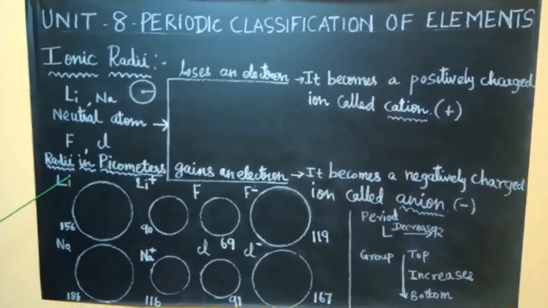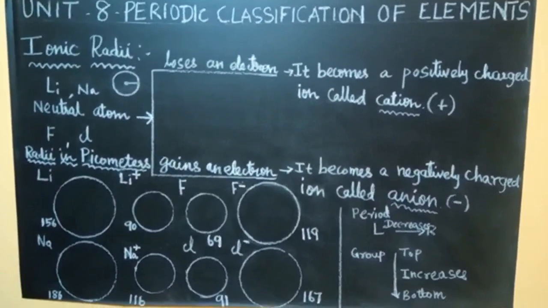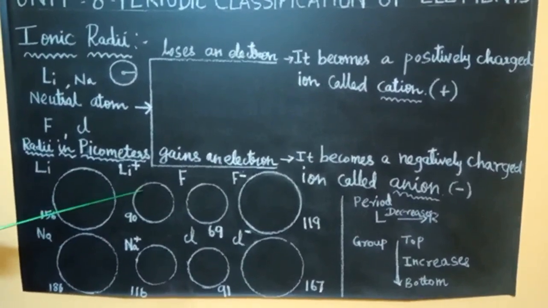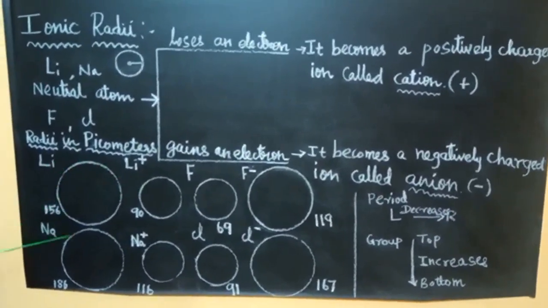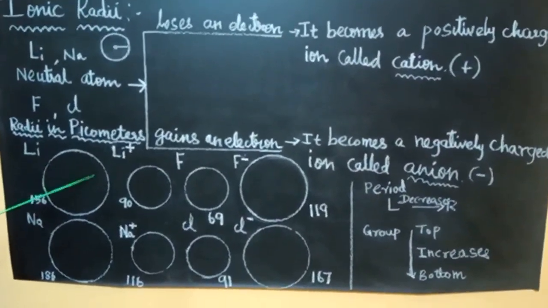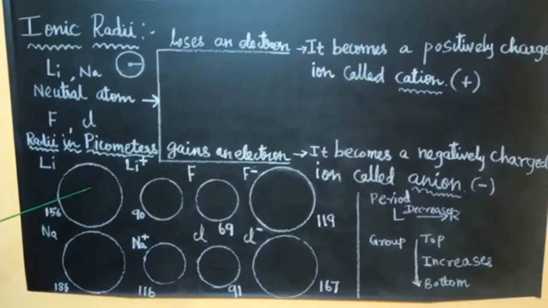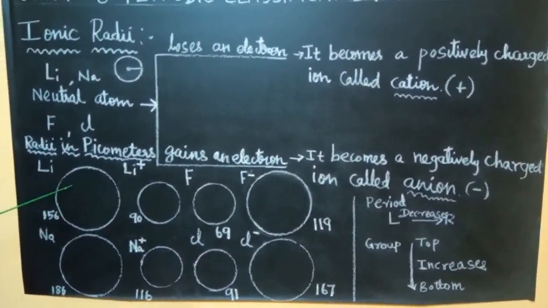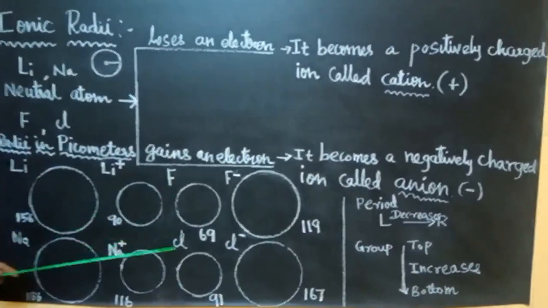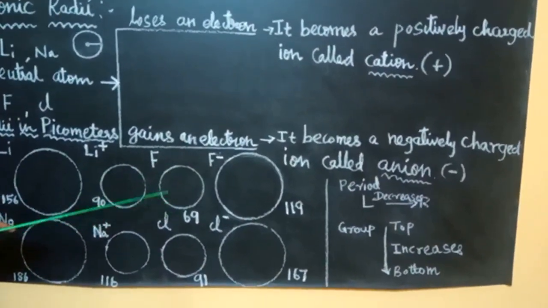Now we will see an example, lithium and sodium. These two have a single electron, one electron in the outermost orbit, to form a cation. So sodium and lithium lose an electron to produce a cation. The electrons remaining in the inner shells are strongly attracted by the nucleus. Next one is fluorine and chlorine. Fluorine and chlorine gain an electron to produce an anion.